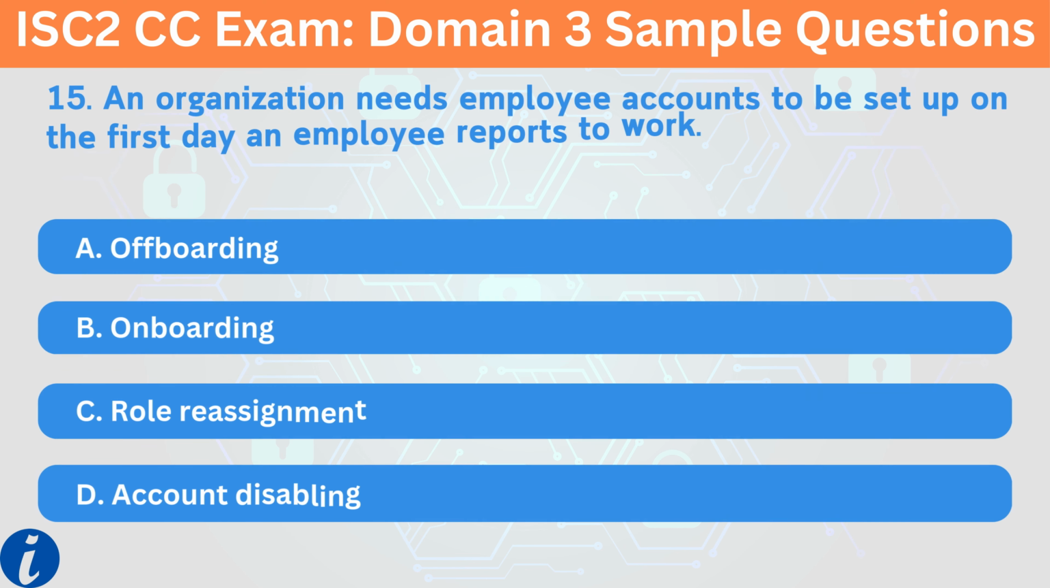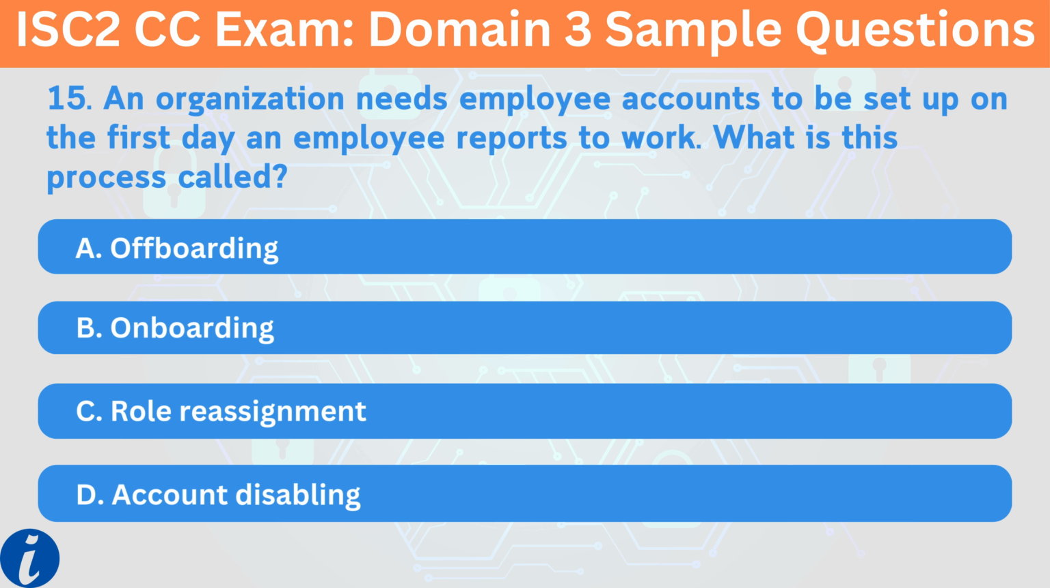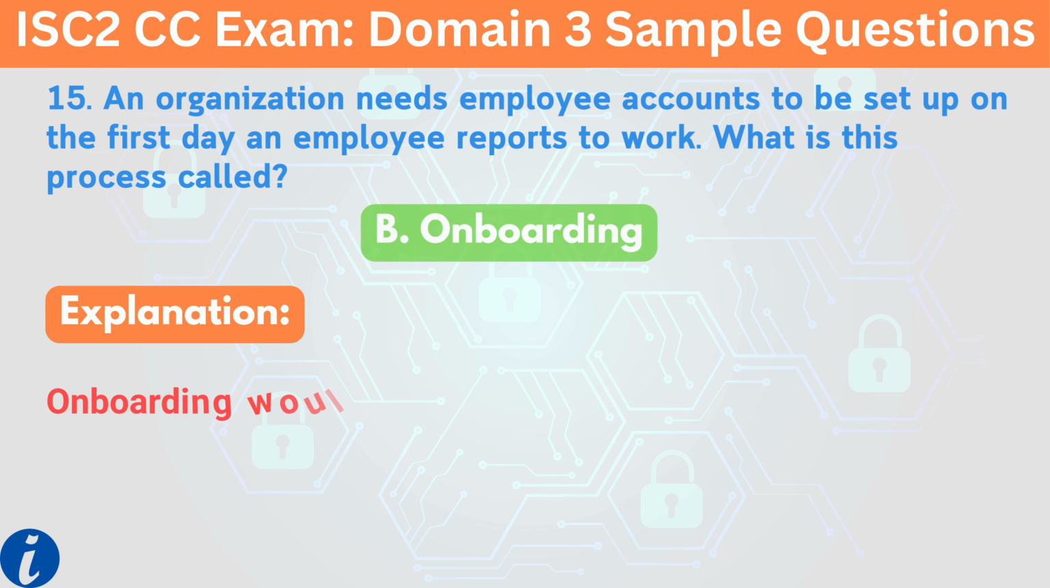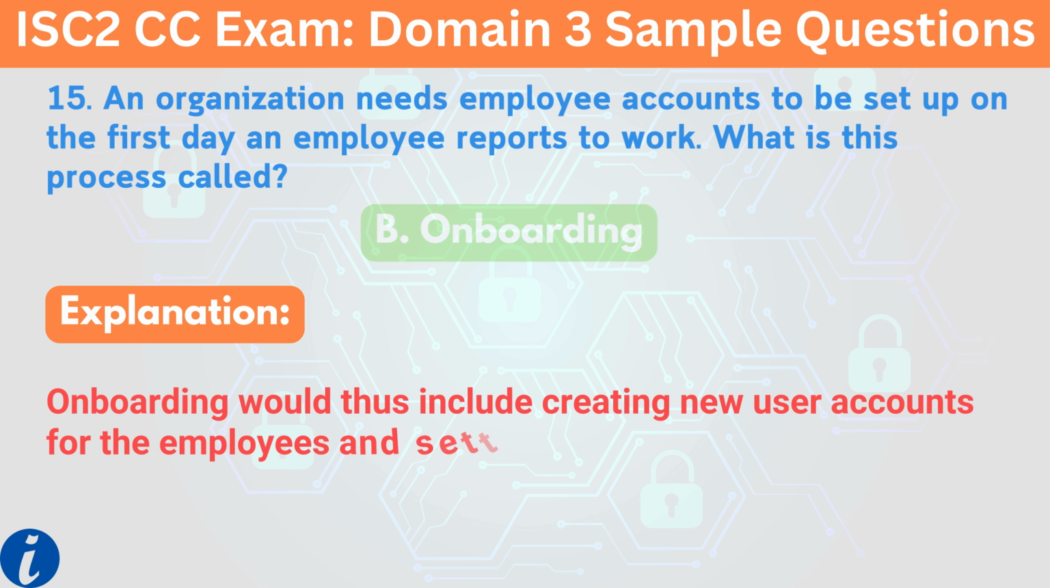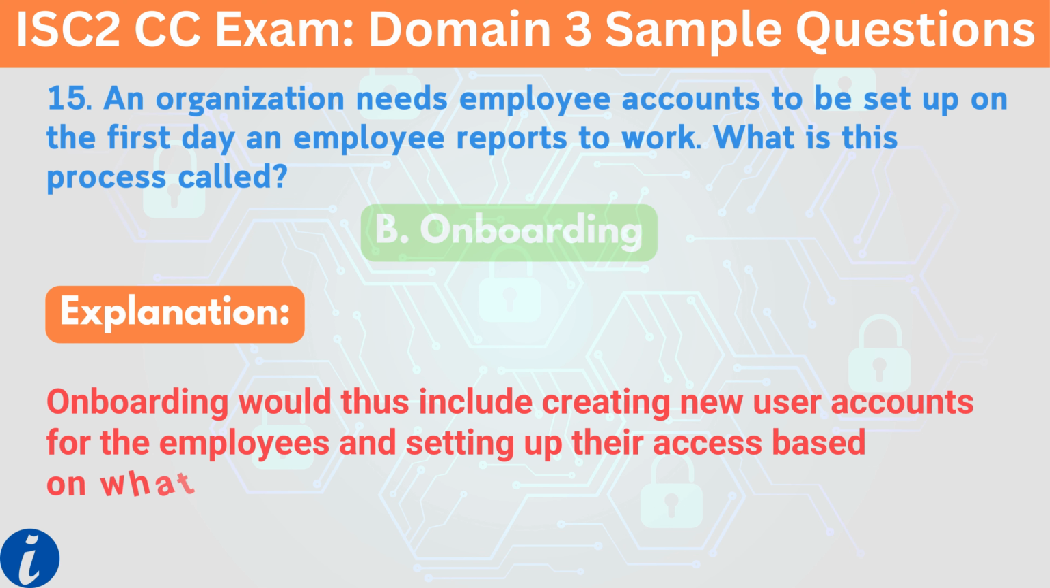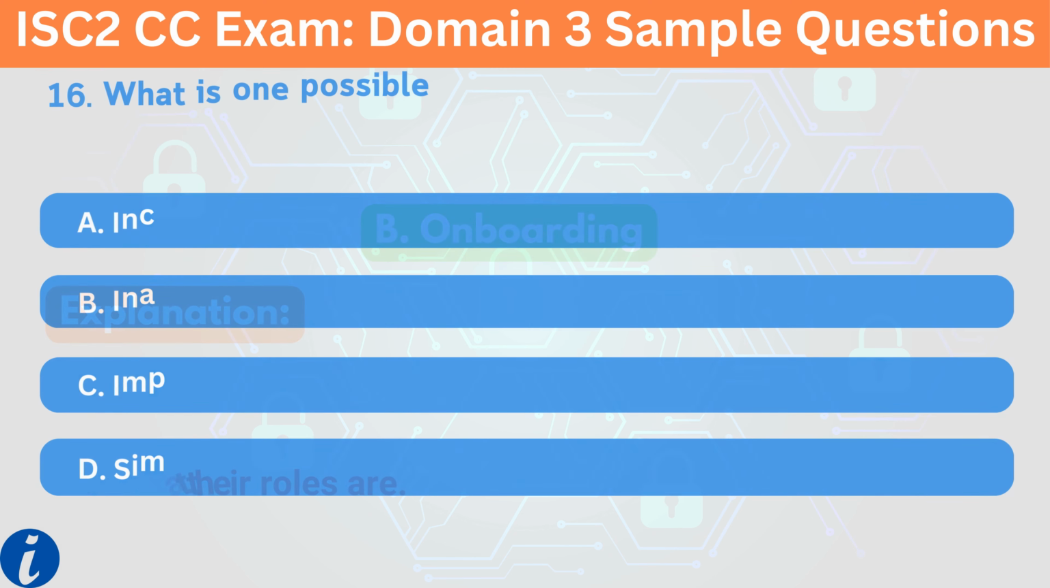15. An organization needs employee accounts to be set up on the first day an employee reports to work. What is this process called? A. Offboarding. B. Onboarding. C. Role reassignment. D. Account disabling. The correct answer is B. Onboarding. Explanation. Onboarding would thus include creating new user accounts for the employees and setting up their access based on what their roles are.